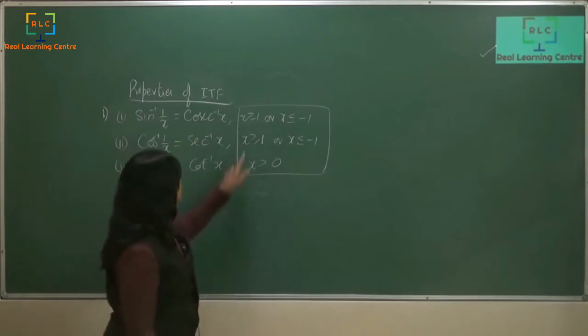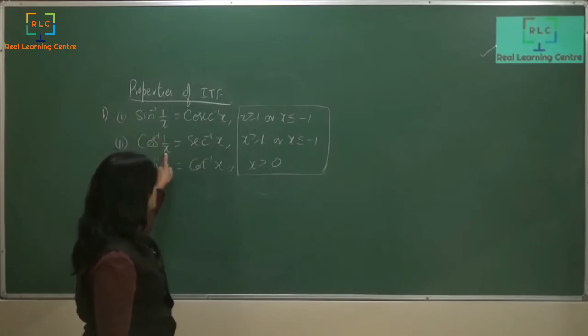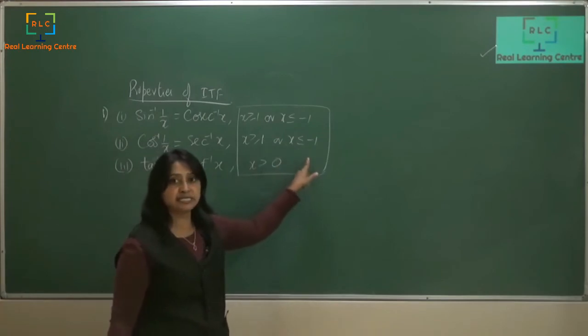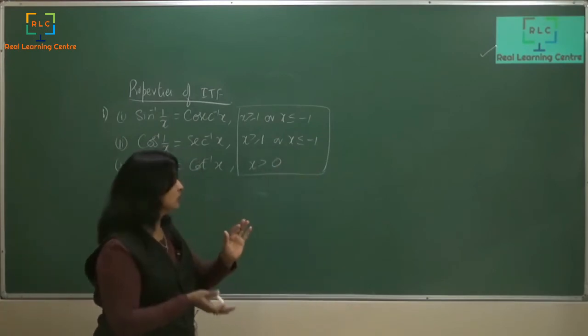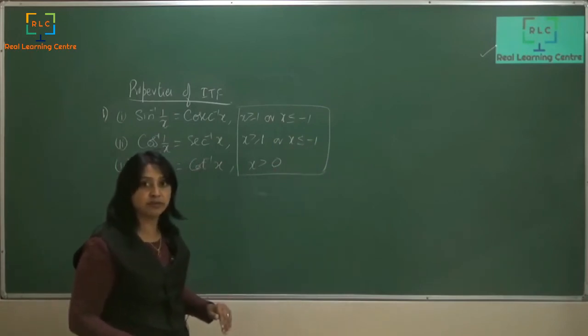And similarly here, cos inverse 1 by x should be equal to secant inverse x. See, we have the reciprocal of cos here. So this will not exist within the cos wave, which goes up and down. So either it is greater than or equal to 1 or it is less than or equal to minus 1.